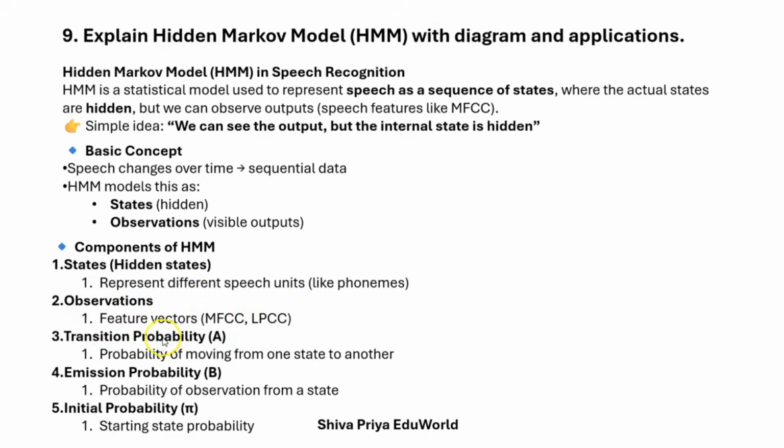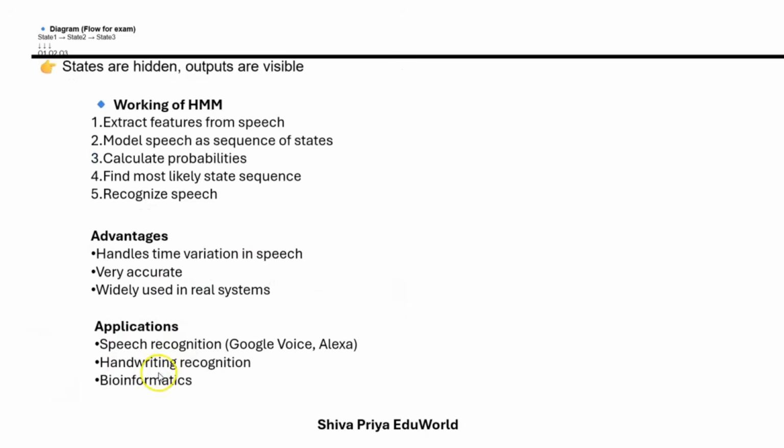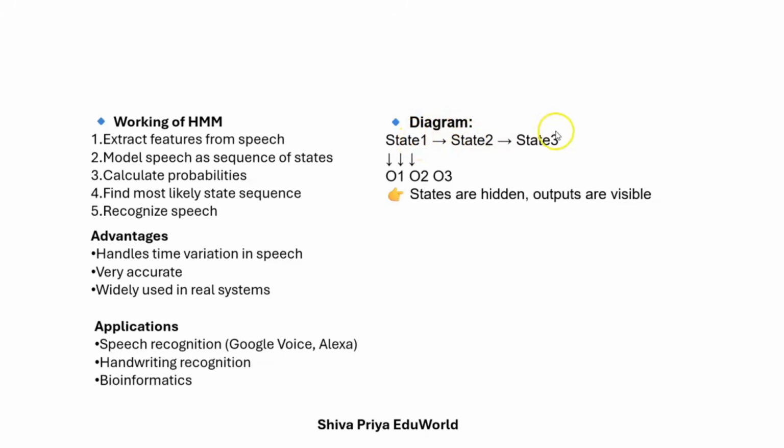And transition probability is the probability of moving from one state to another state. Emission probability means the probability of an observation from a state. And initial probability is the starting state probability. These are all the components of HMM that you have to mention and write down. Here, if you see the diagram, state 1, state 2 and state 3, these are all the states which are hidden, and the output we can easily see.